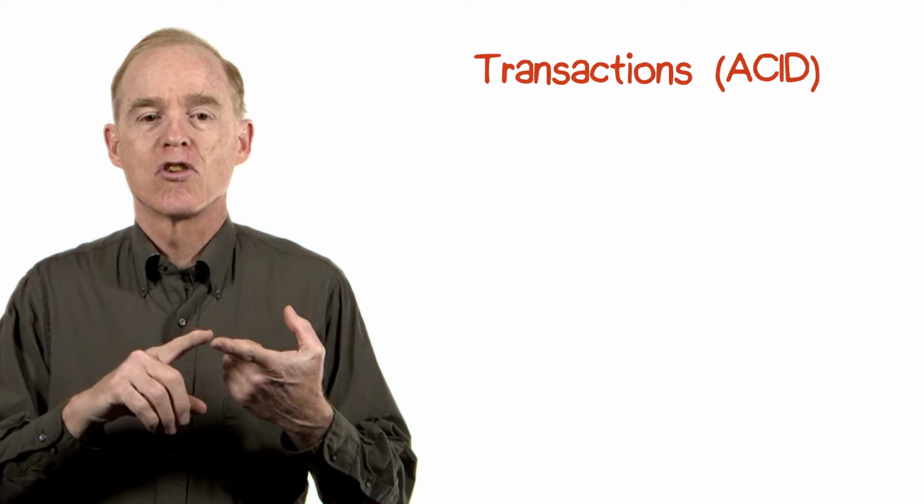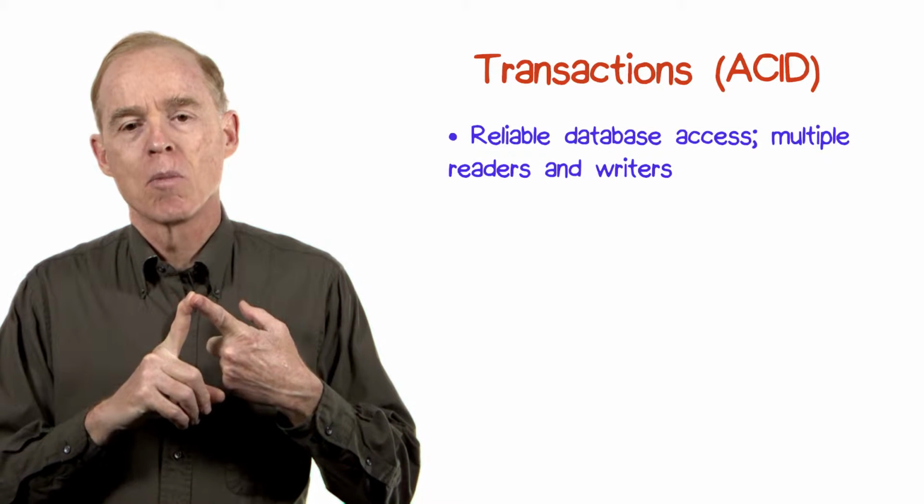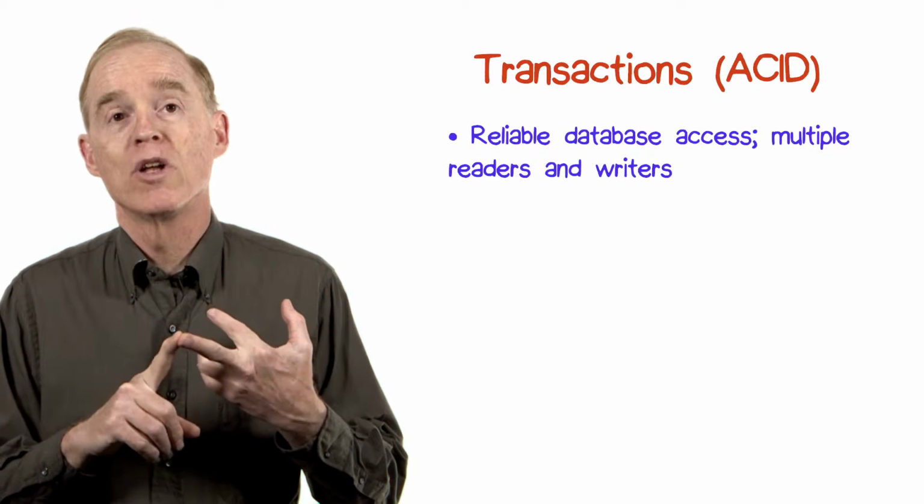In situations where a database is involved and we have to be concerned about transactions, that is, making sure that the data that we store and retrieve is consistent with respect to the overall database, we have to deal with transaction processing, and in particular with what are called the ACID properties. The primary concern is reliable database access, particularly when there are multiple readers and writers.